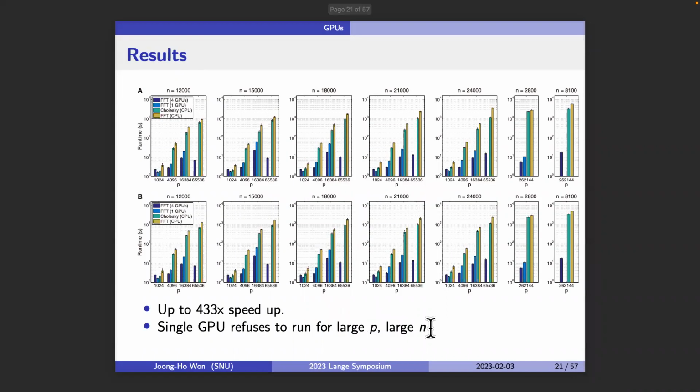So these have to be programmed using CUDA and GPU Direct. That was a major task of the project. And the result is shown in this busy plot, which I'm not going to go into the details, but the basic take-home message is that using these techniques, I was able to get up to, say, 400x speedup. And another message is that if you have large data, a single GPU just refuses to run. So you do need multiple GPUs.